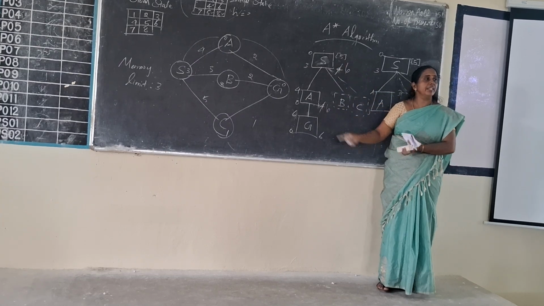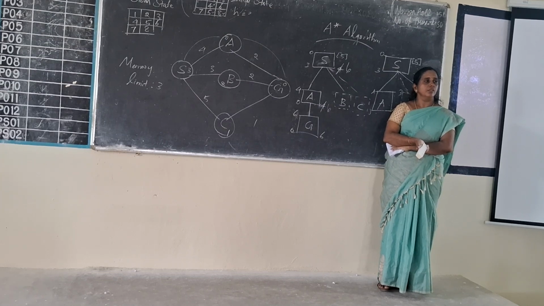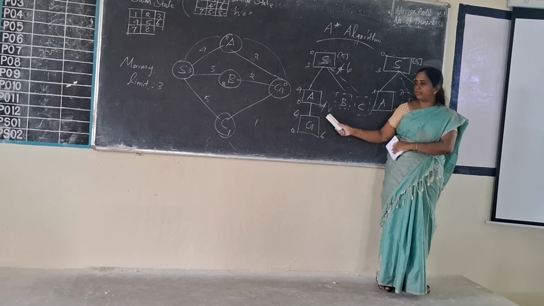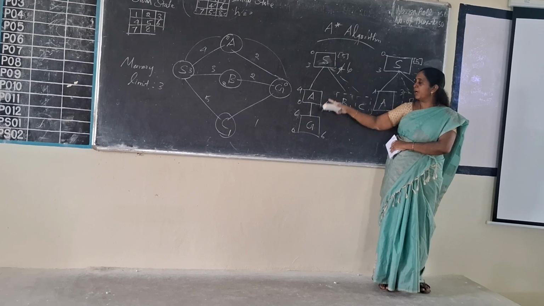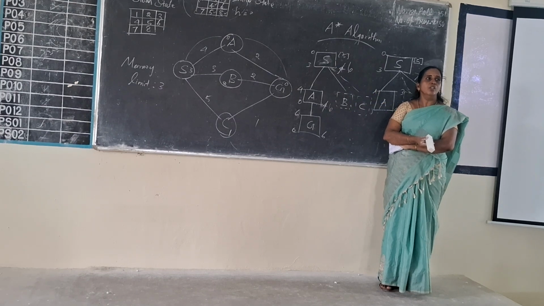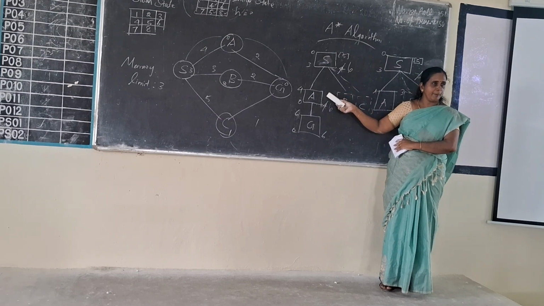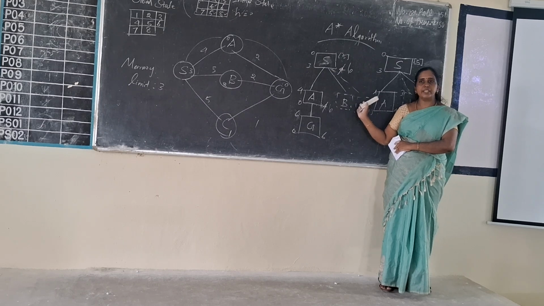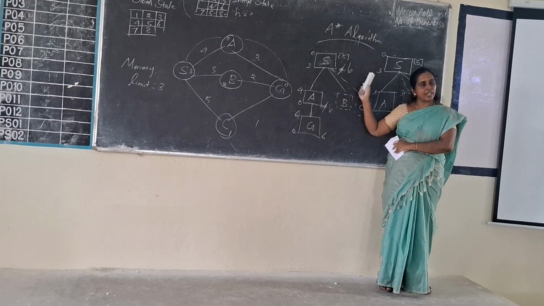A, which is having the lesser value. For node A, the F value is 6. Node B, the F value is 5. So when you compare these two, which is having less value? B. So the next step is we are going to remove node A. Then you are going to add node B. What's the reason? Because the F value of node A is greater than node B.